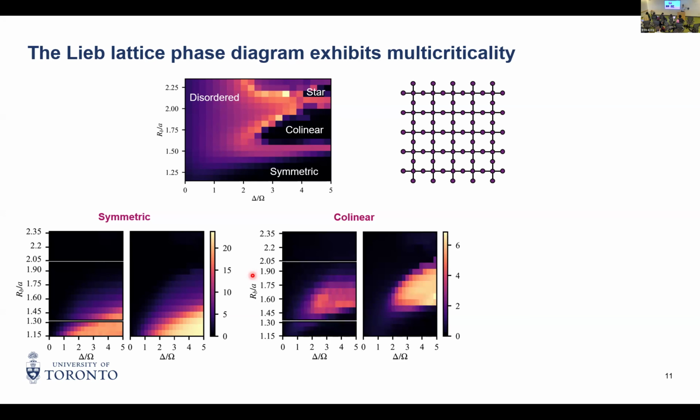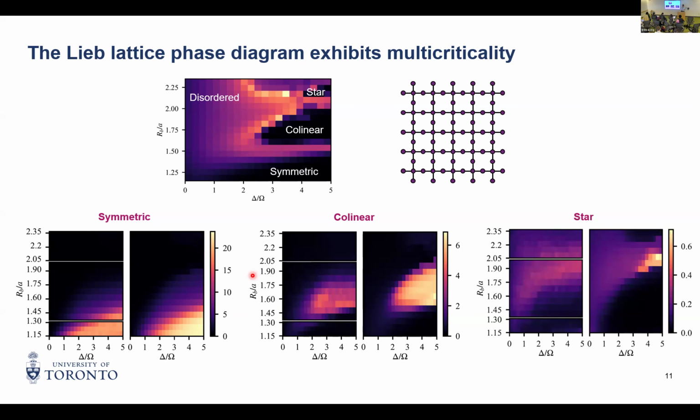We had the same thing happen for the collinear phase. And the same thing happened for the star phase, although the star phase is slightly less convincing because it has a larger unit cell, so the effective system size that we were able to access on the device is lower.